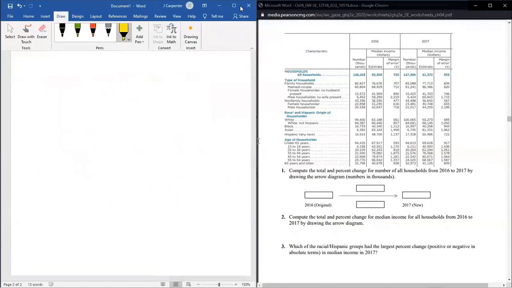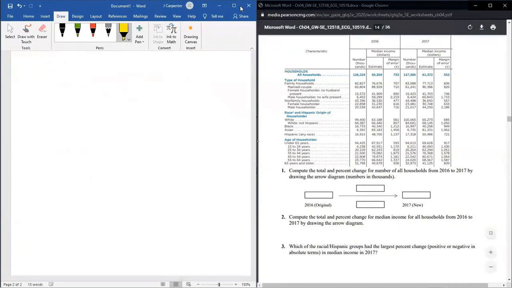Compute the total and percent change for the number of all households from 2016 to 2017 by drawing the arrow diagram below. So all four of these are blank. These numbers are in thousands. I don't have time for you to super analyze this, but you would have to pick up that all these numbers are in thousands, which means this 126,224 is not saying there's 126,000 households. It's saying there's 126,000 thousand households, which means there's really 3 more zeros after that, which really means there's 126 million households and some change. But these numbers are all going to be in thousands, so we're not going to think about it that way.